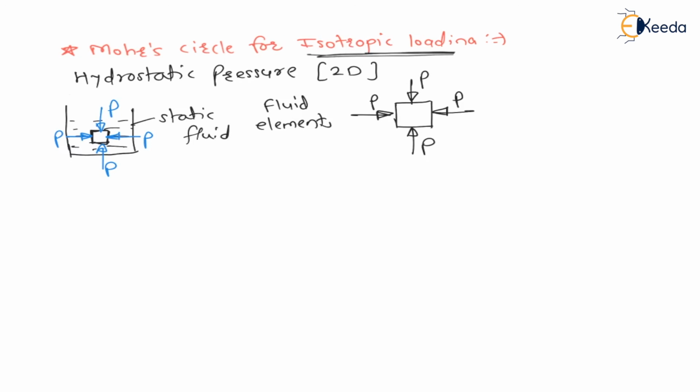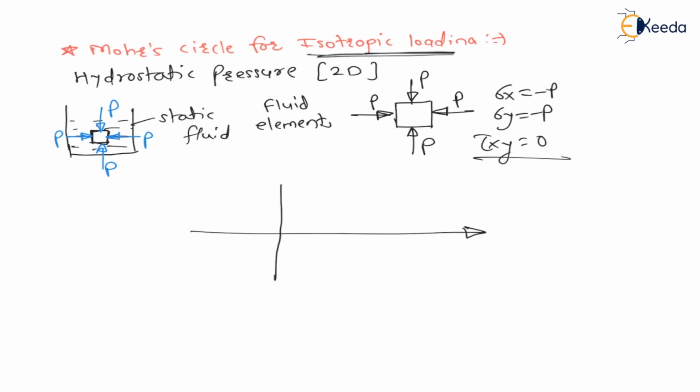Now what is the value of sigma x? Sigma x is minus P. What is the value of sigma y? It is again minus P. Compression is negative. And what is tau xy? Again tau xy here is 0. Now if I draw the Mohr circle, while drawing it, normal stresses are on the horizontal axis, right side positive normal stresses, left side negative normal stresses, upward clockwise shear, downward anti-clockwise shear, right? Now O is the origin of the graph.